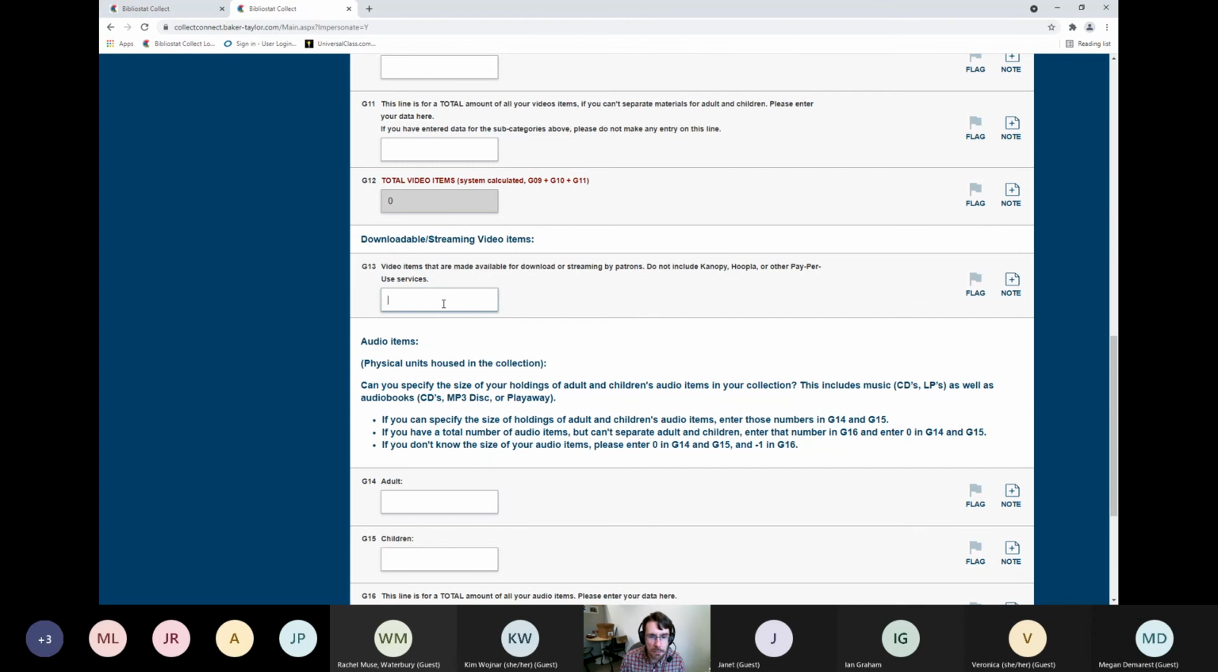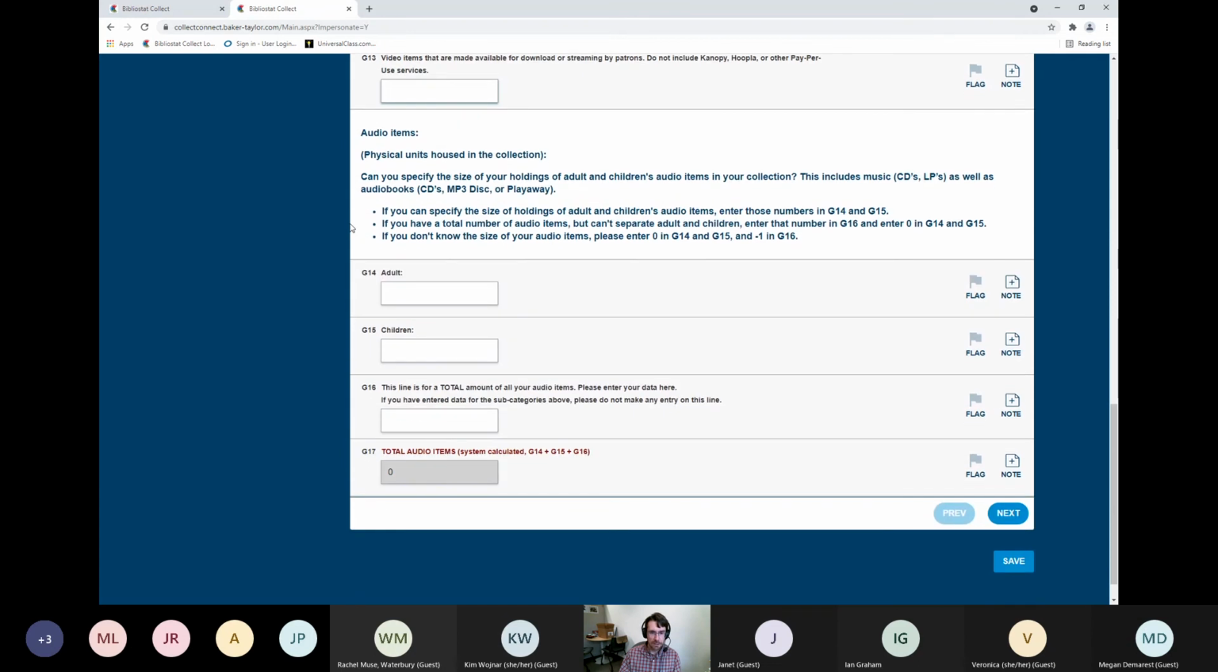All right, downloadable or streaming video items. This one is almost always 0 for everyone because of the way IMLS has written the question. They want to know about video items available for download or streaming where you have purchased the item. So basically in the model that Overdrive typically has used, but not where it's pay per use, like Canopy or Hoopla. Because of the way they phrase that, again, it's usually a 0 for everyone, but there might be services where you buy an individual item. Again, not a lot, but IMLS asks it. We usually go to 0s for everybody.